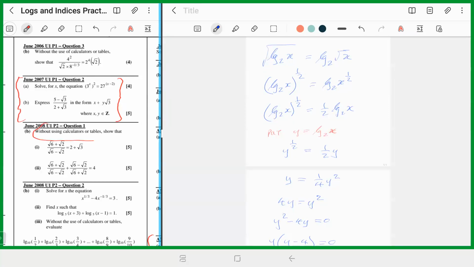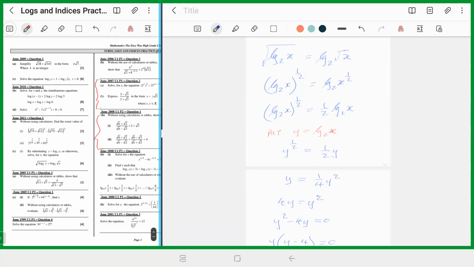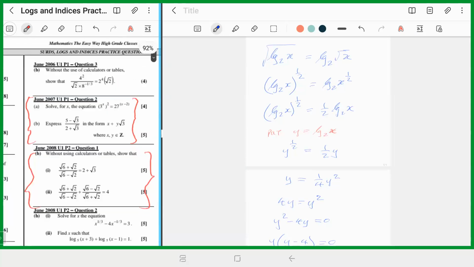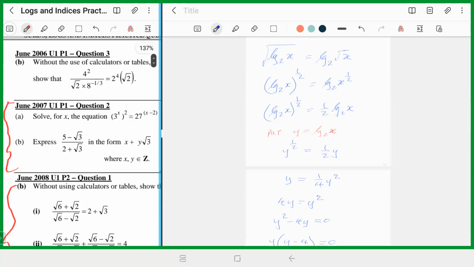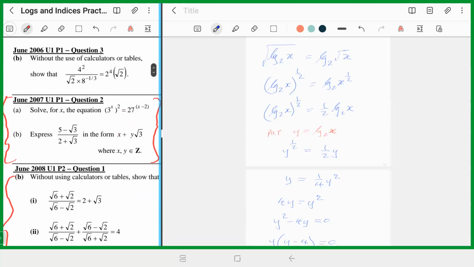This one looks nice though. Show without a calculator that this thing equals that. And then this thing equals 4. Can we look at this one? How many are there that have one? 1, 2, 3. All right. We're going to do 3 questions. And then we're going to look at some past papers. Pure maths and add maths. I'm going to start out with the pure maths first. And then we look at some add maths. All right? So let's look at this question first right here.